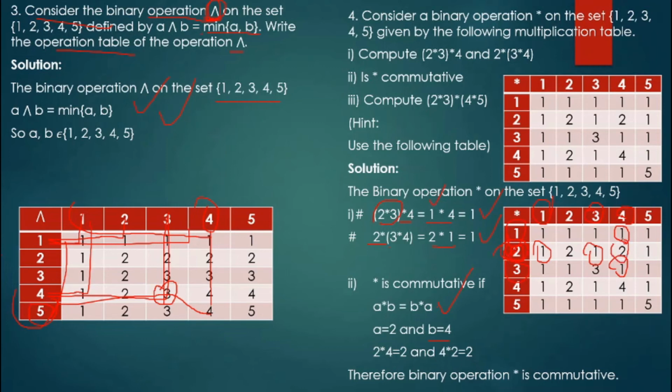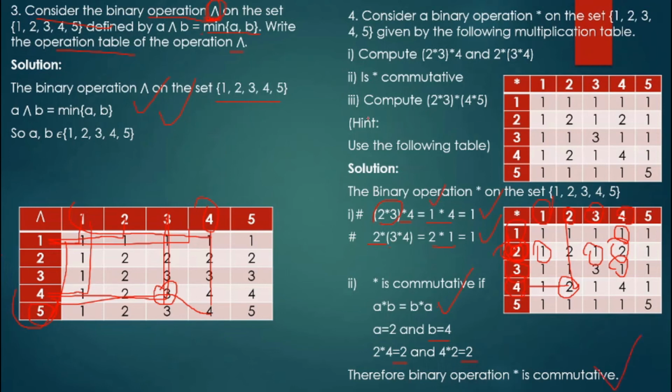It is 2. Now we'll go for the reverse, that is B star A, 4 star 2. Here we have 4 and 2. What is 4 star 2? It's 2, right? See here. Both have the same value, so A star B equals B star A. So star is commutative. Therefore, the binary operation star is commutative.